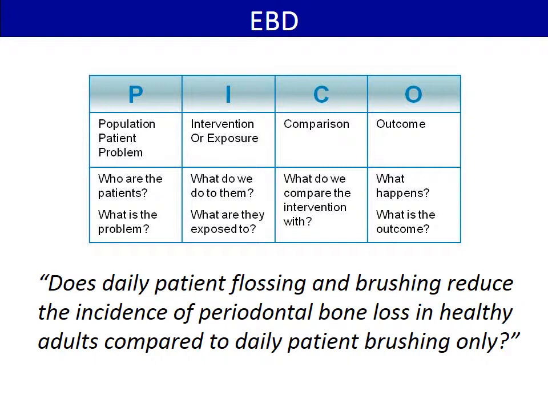So in the question you see here, the population is healthy adults. The intervention is daily brushing combined with daily flossing. The comparison is the treatment with daily brushing alone, that is with no daily flossing, and the outcome is the effect on periodontal bone loss. So, you've asked a really good question. Where do we go to find the evidence that best answers this well thought out question?